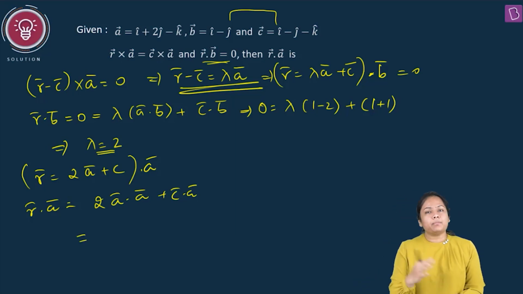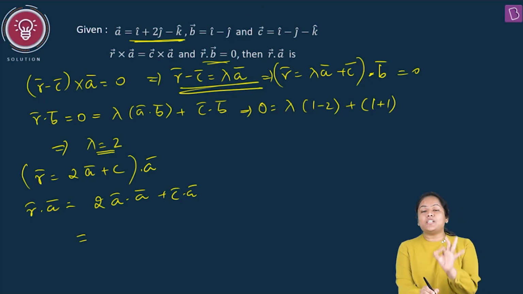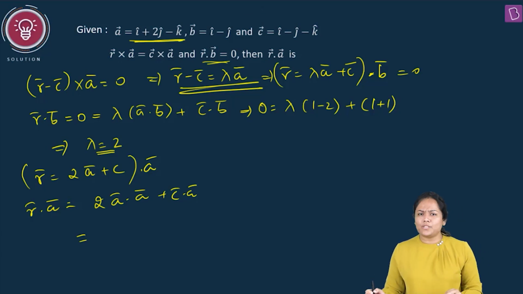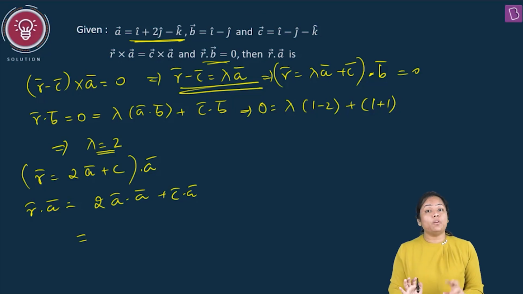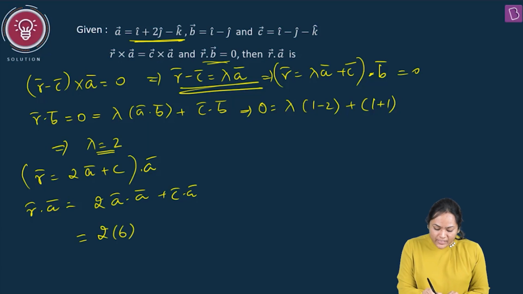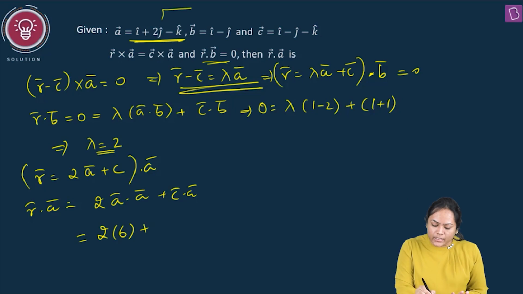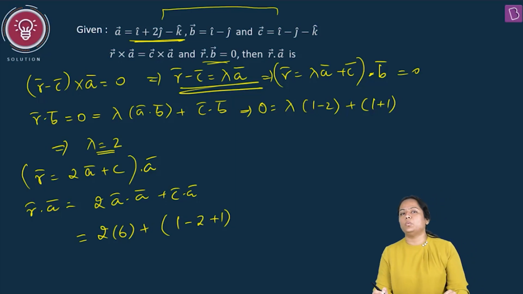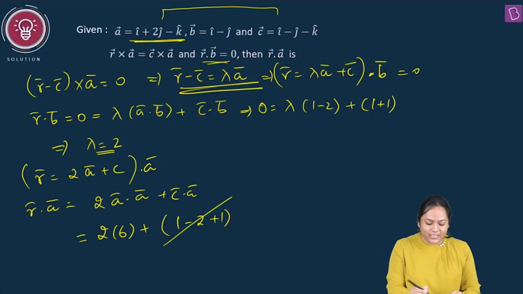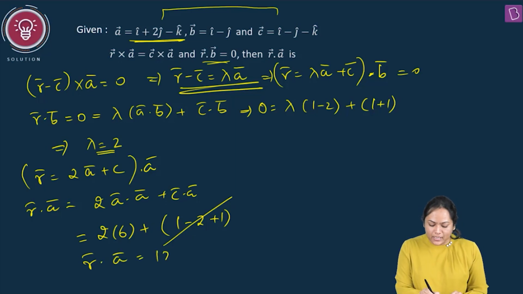A dot A is nothing but modulus of A whole square. So I have A as I cap plus 2J cap minus K cap. You know its modulus square is going to be 1 plus 4 plus 1, that is 6. So it's going to become twice of 6 plus what is C dot A? Quickly finding C dot A over here, it's going to become 1 minus 2 plus 1. What is this value equal to? 0. That's right.